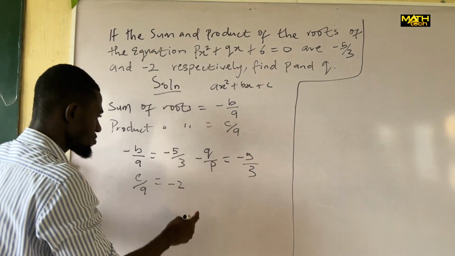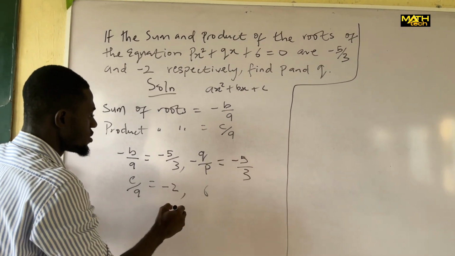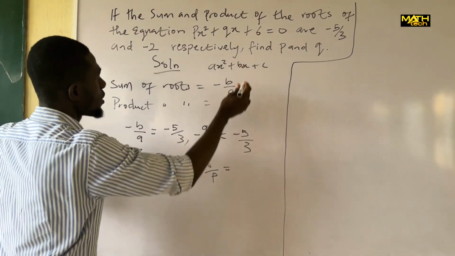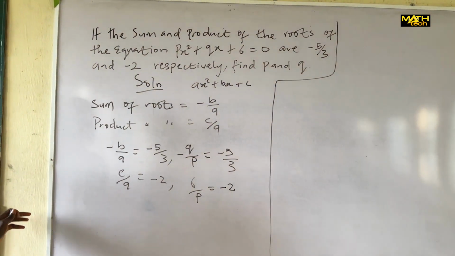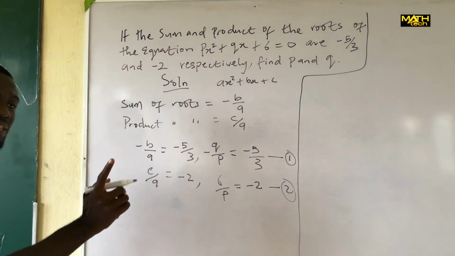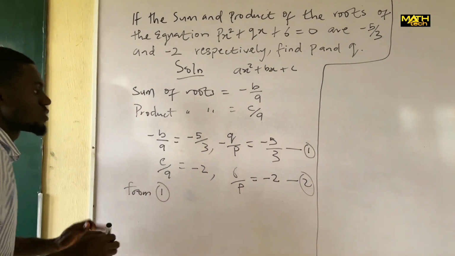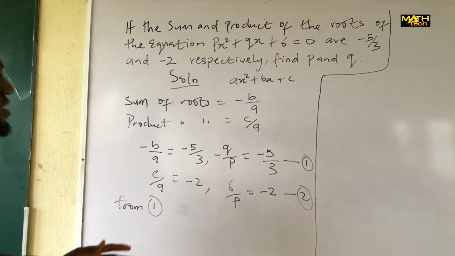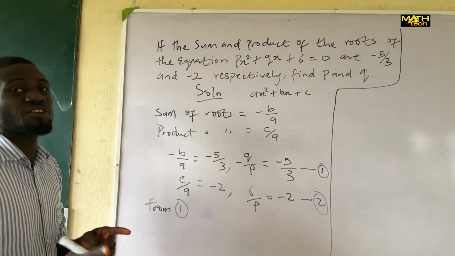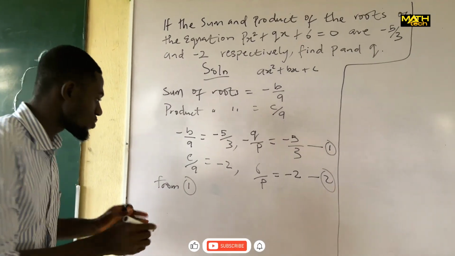And same for here. C is 6, so 6 all over p will be equal to minus 2. So we can call this 1 and we can call this 2. Now, the next step we take is to start from 1, or if you don't want to start from 1, we can start from 2, but vice versa, it still gives you the correct answer. I'm just looking for the easiest method to give to us.